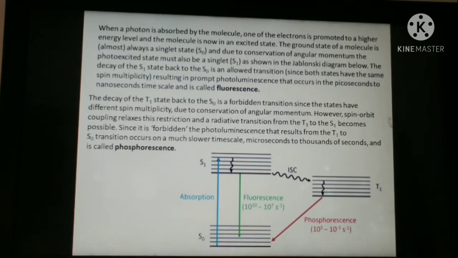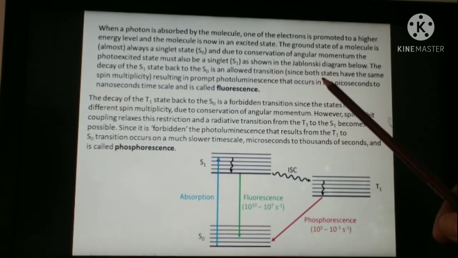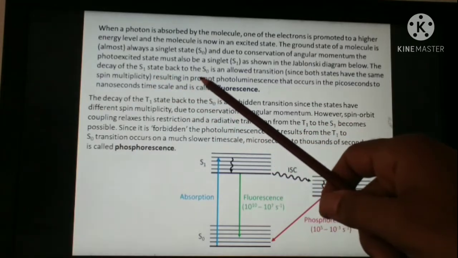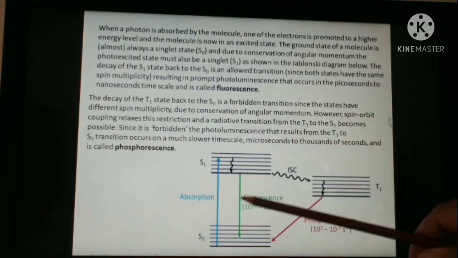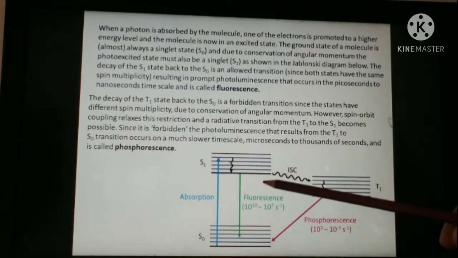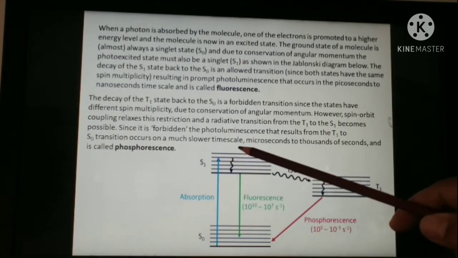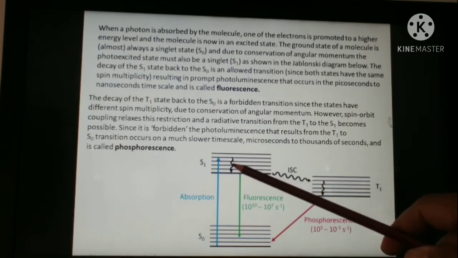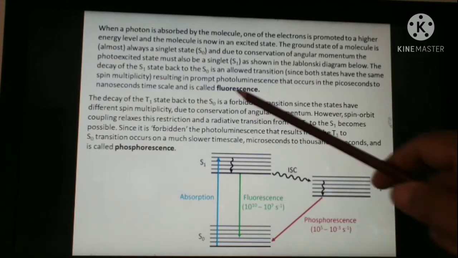So this is again the definition of fluorescence and phosphorescence. This is how we define fluorescence: the decay of the S1 state back to the ground state is an allowed transition, since both have the same spin multiplicity, that is singlet, resulting in prompt photoluminescence that occurs in the picosecond to nanosecond time scale and is called fluorescence. First there is absorption. When light energy falls on the material, the electron is excited from the ground state to the excited state. Then there are a lot of vibrational and rotational energy level steps, which is internal conversion, and then the electron falls again to the ground state and emits radiation, which is called fluorescence.